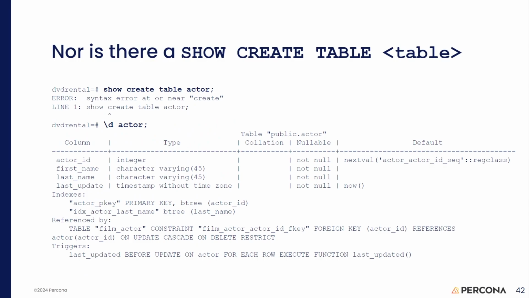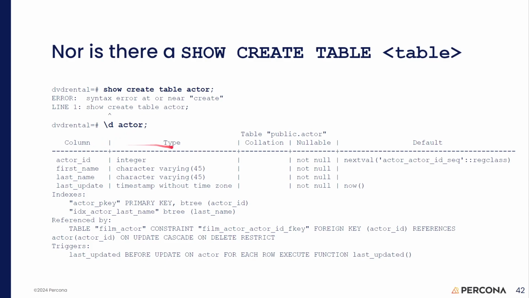Now, also, you probably typed something like show create table actor or something similar. There's also no show create table. If you do show create table, you'll come up with this lovely syntax error. What you need to do is type in \d and then the table name. And it will come up and tell you the information about the table that you want to know.